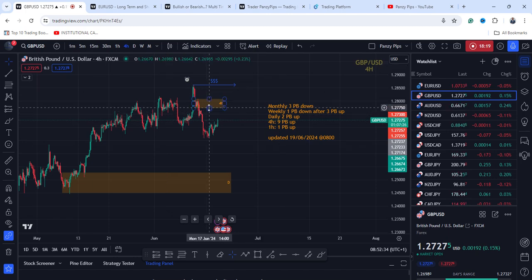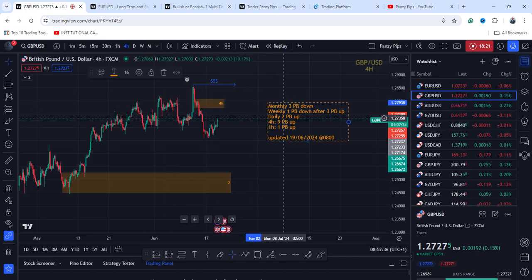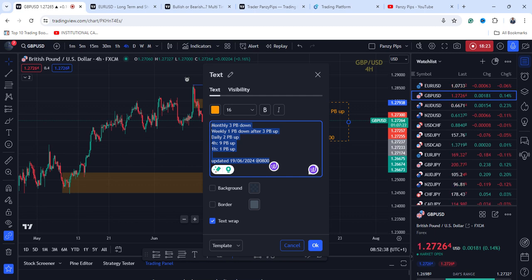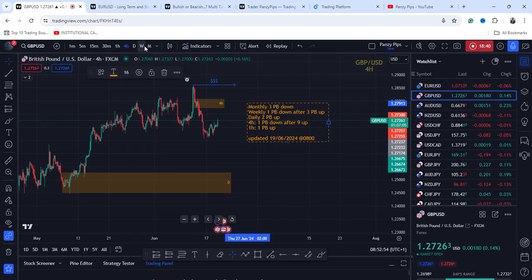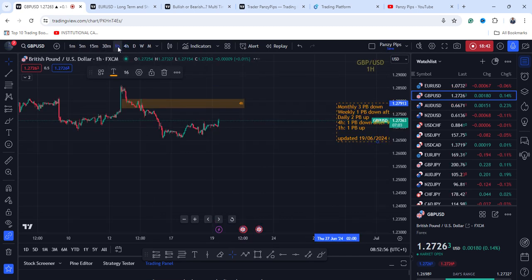Okay, so this will now be updated to 1 PB down. That's the 4 hour, 1 PB down after 9 up. Okay, all right. Okay, so let's go to the 1 hour and wrap this pair and move on to the next.